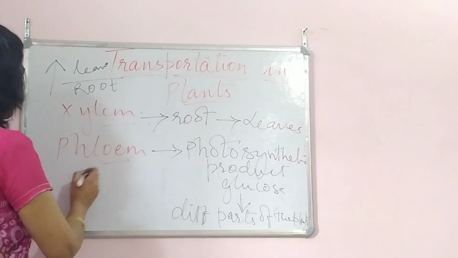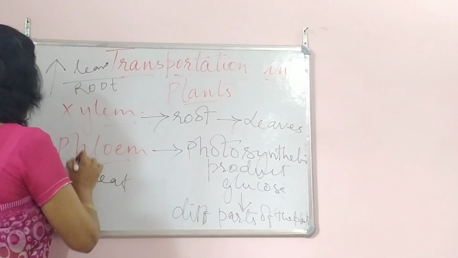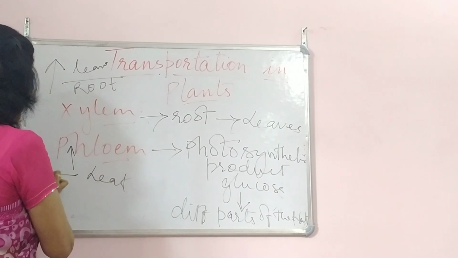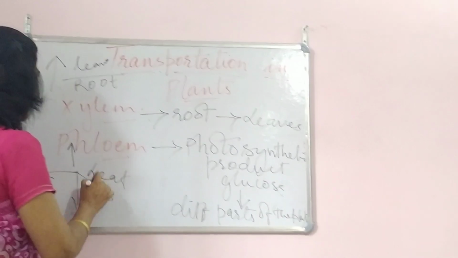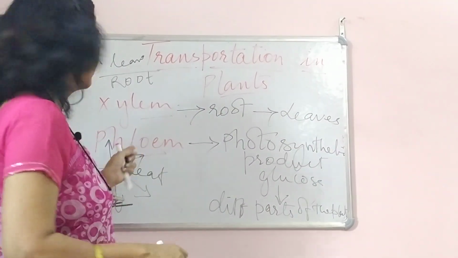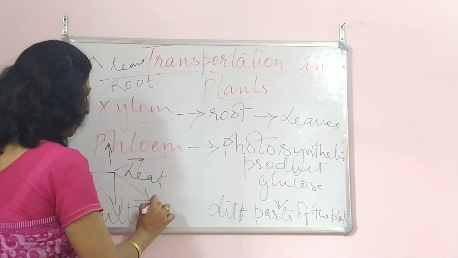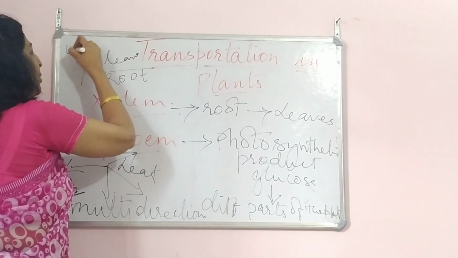While when we talk about phloem, suppose here is a leaf, and the stem is somewhere over here. From here it will be taken over here, it may be taken this way, it may be taken to the roots, it will be taken in all the directions. So phloem carries the food in all the directions. So here the flow is multi-directional, and this is unidirectional.